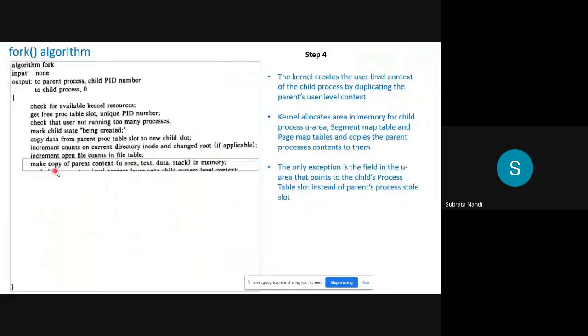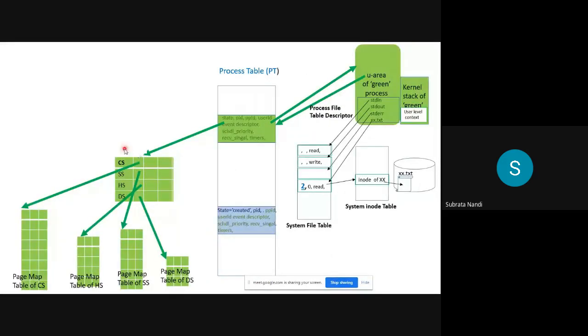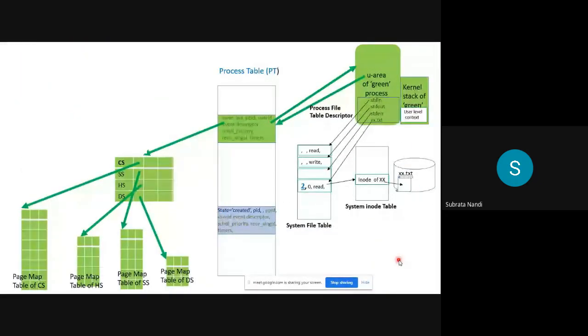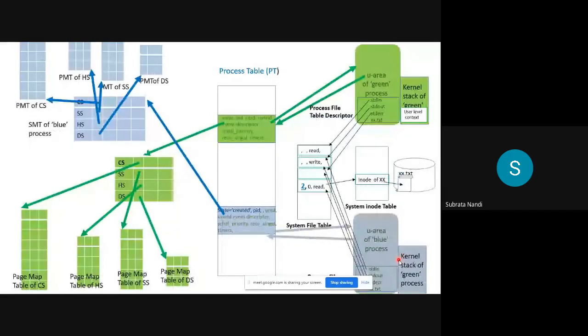Next is make a copy of the parent context: uarea, text, data, stack in memory. Now this is an important task. So now you are trying to create the tables for this child, and you have to create the space for the uarea. So this is the next step. What is happening here is this. So now the blue child's tables are also created, uarea created, kernel stack created, everything got created.